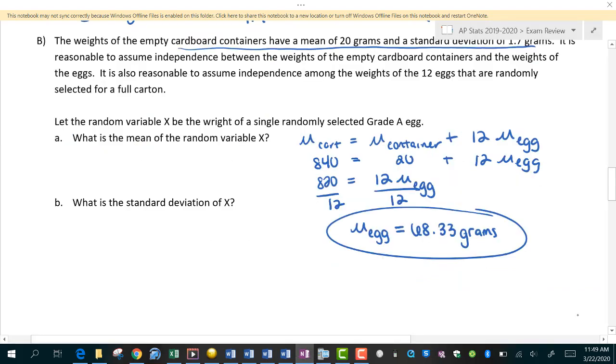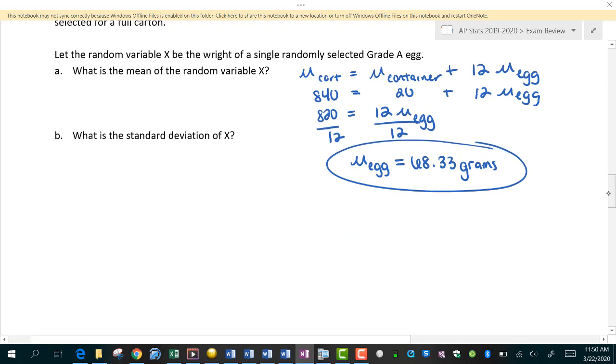Okay, so I would say in this case, as long as you have the actual equation set up, you really don't necessarily need to show all of your work. The graders are not going to be looking to see that you can add, subtract, multiply, divide, simple computations like that. So I set up my equation: 840 equals 20 plus 12 times the mean of an egg. I subtracted the 20, divided by 12, and then I got a mean of a single egg to be 68.33 grams. The next part asks us to find what is the standard deviation of one single randomly selected egg. So I'm going to take a moment to set up my equation and then talk to you about it.